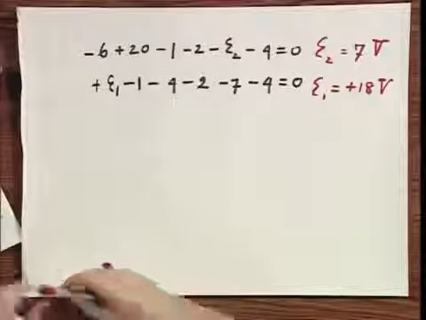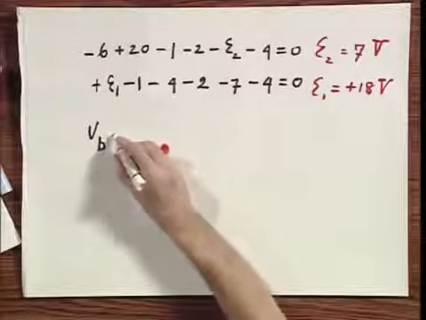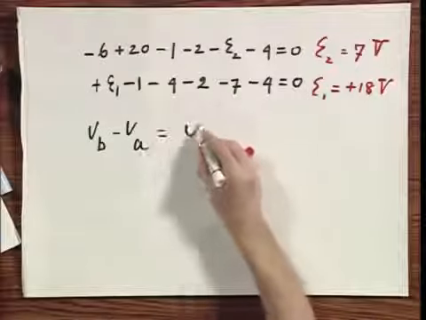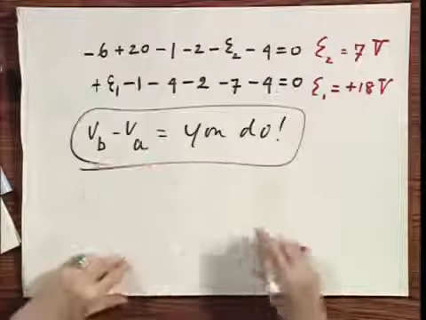But you must do it in a consistent way. And now you're being asked, what is the potential difference between VB minus VA? Well, I think you can do that one. I have no doubts.